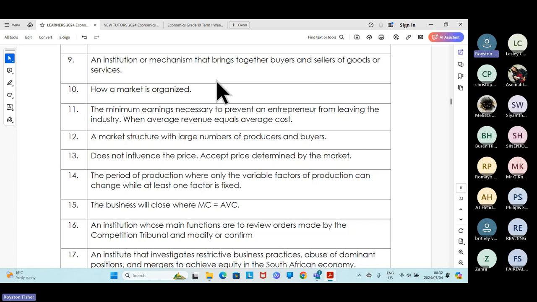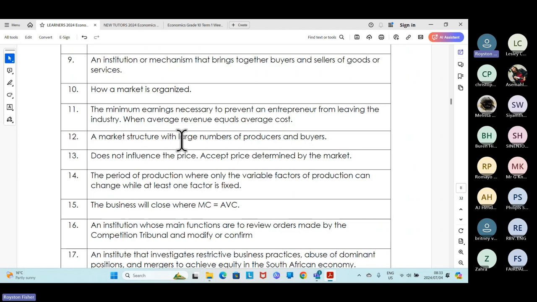Number 10, how a market is organized. This is also known as your market structure, and St. Andrews have given us that answer as well. Well done, thank you. Then, number 11, the minimum earnings necessary to prevent an entrepreneur from leaving the industry. This is where your average revenue is equal to your average cost. Then Andrew says normal profit, thank you. The other schools, you're most welcome to also share your answers so that we can acknowledge you. Of course, this will prevent the entrepreneur from leaving because at the end of the day, you need to make a profit in order to stay within a particular industry.